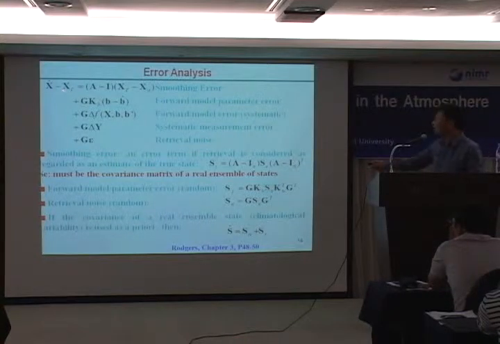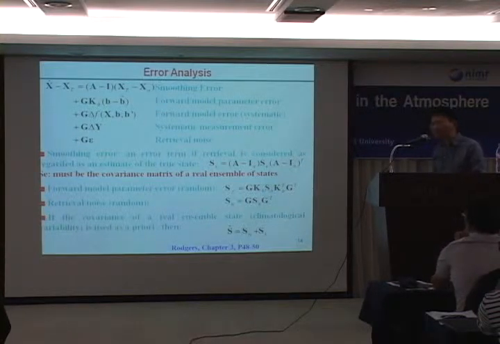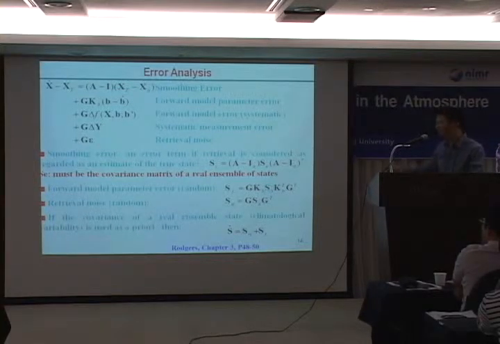For a given retrieval, the difference between the retrieval and the true state can consist of many different kinds of errors. For example, if we know the true state, we can estimate the smoothing error, because we cannot resolve the vertical profile or vertical distribution of the true state. We have forward model parameter error: the forward model calculation might depend on temperature, but we don't have good knowledge about the temperature, and we didn't retrieve it. That can cause some error in the retrieval.